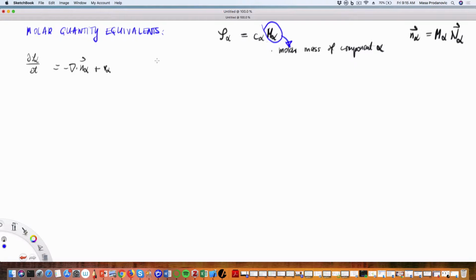So if I divide this by m alpha, what I'm going to get is my molar equivalent. If I divide n alpha by m alpha, again, molar mass is constant. That's not going to change, so I can just divide with it easily. And I'm also going to do R alpha over m alpha, the molar rate of production.